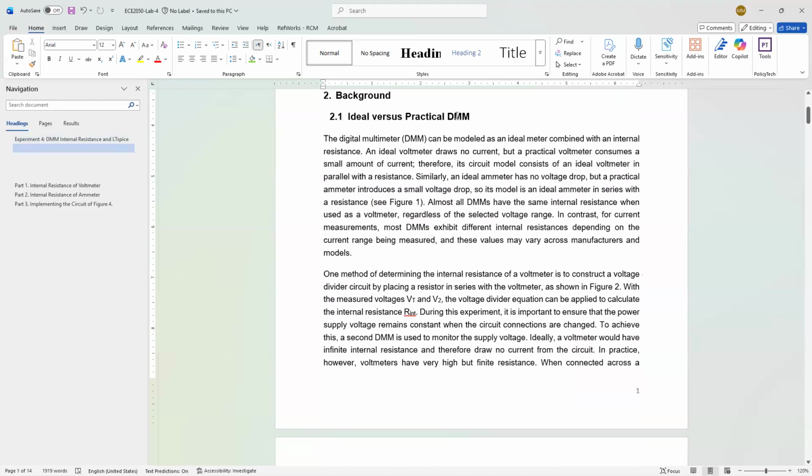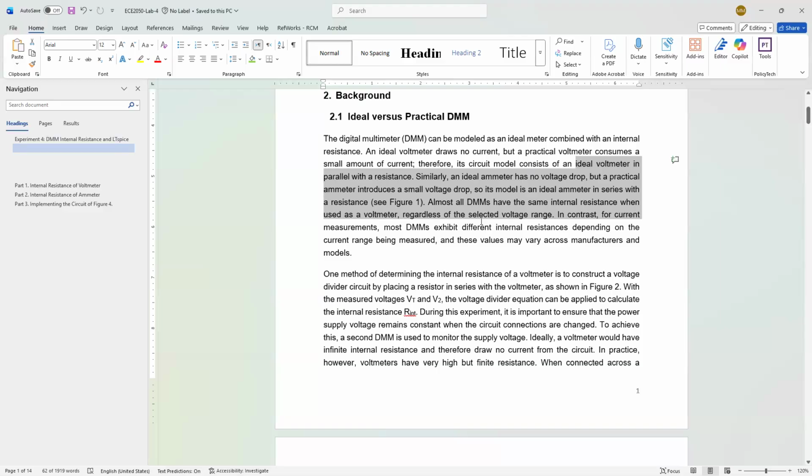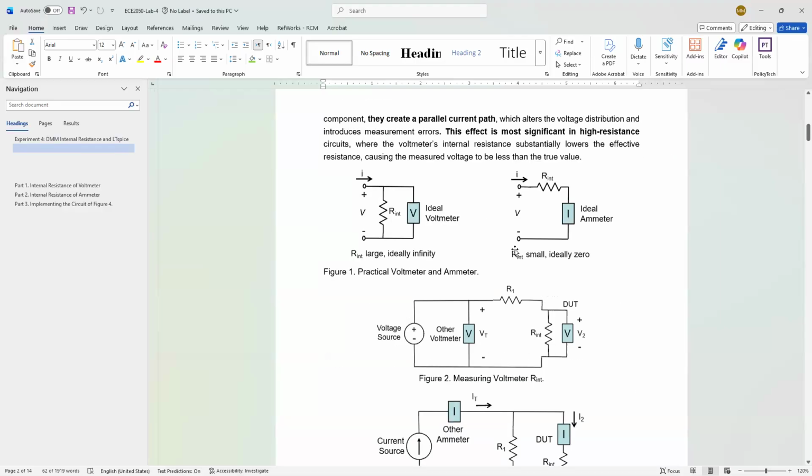What I'm telling you here is what I told you before. Any ideal voltmeter should not have any resistor. However, because they're not ideal, they have some internal resistance. That is why any voltmeter has to be modeled this way: an ideal voltmeter and an internal resistance.